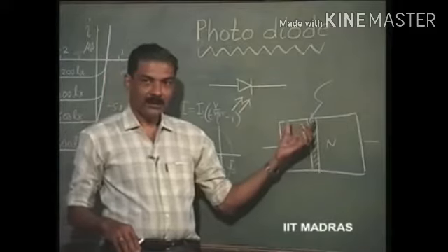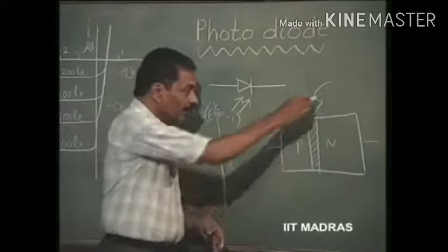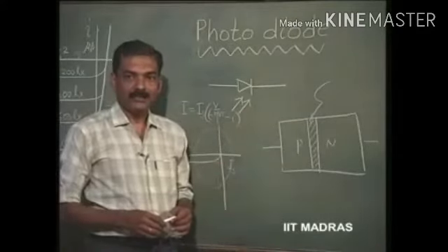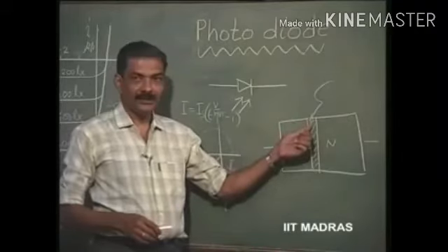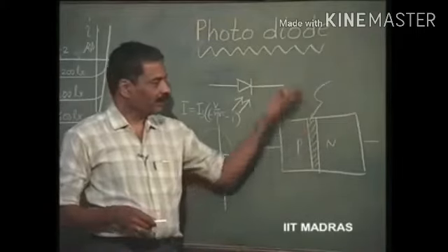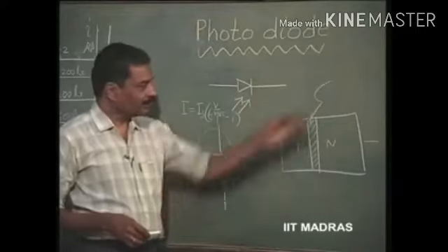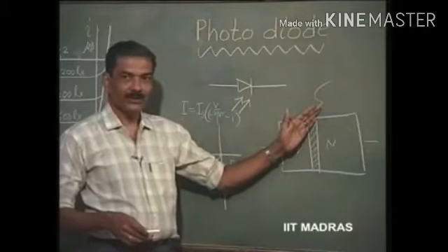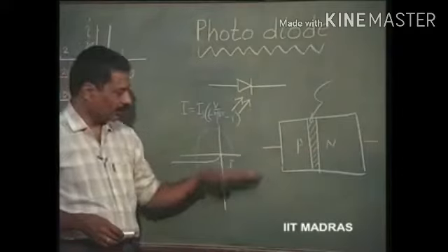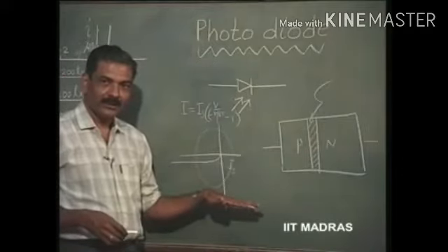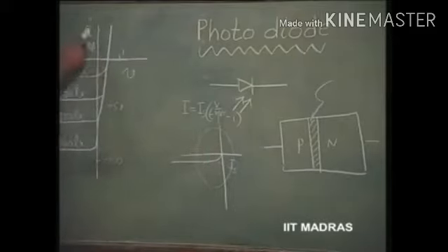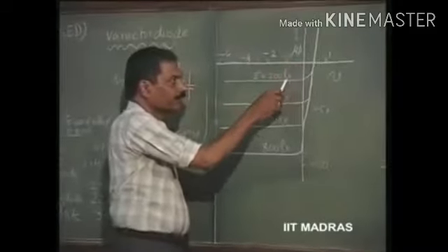Is it clear? Now, if light falls on this junction, that will create further carriers. Right? This will give enough energy here to break bonds and create free carriers. So, the carriers here will increase. So, this energy is a source for creating more carriers. So, that means a larger reverse saturation current can be sustained for the same reverse voltage. That means the characteristic will now look like something like this.